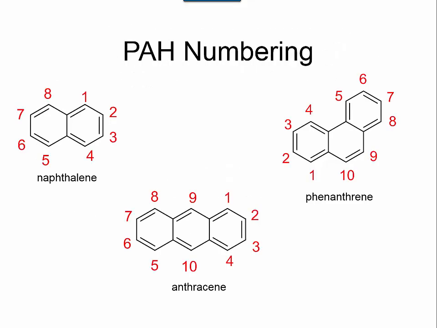The PAH numbering is shown here, so if I had substituents, I would have to use the numbers that are shown on the rings. You'll notice that the bridgehead carbons, where 2 rings come together, are not numbered. That's because you cannot have a substituent there without destroying the aromaticity of the ring. And if you destroy the aromaticity of the ring, you no longer have a PAH.